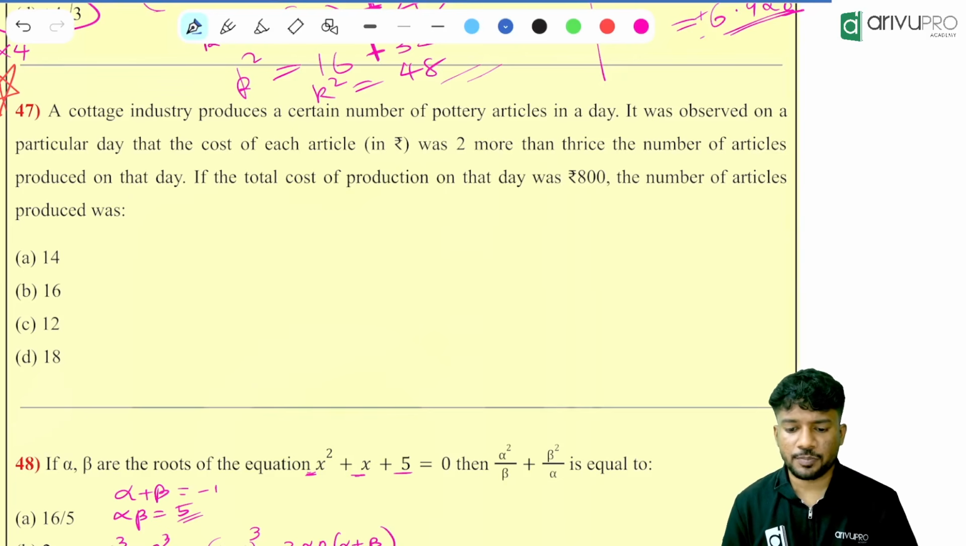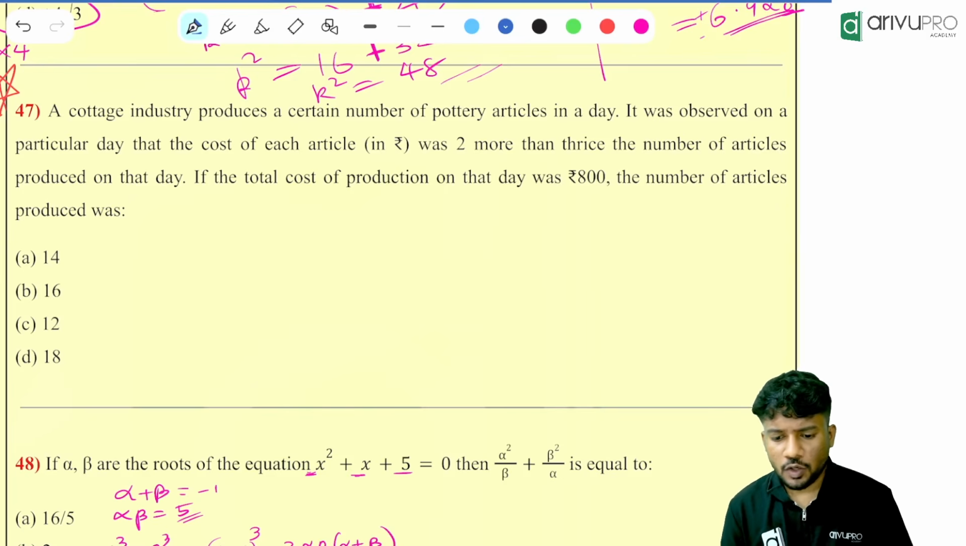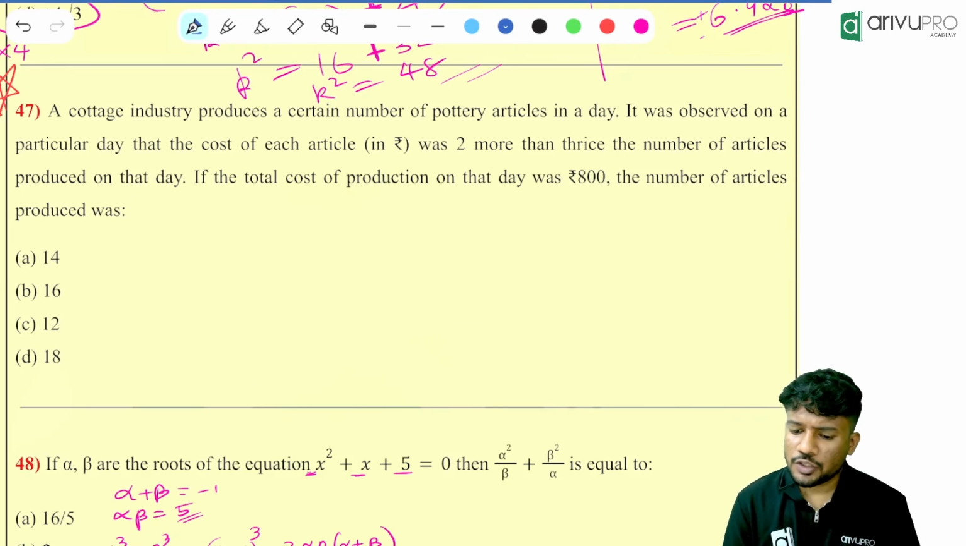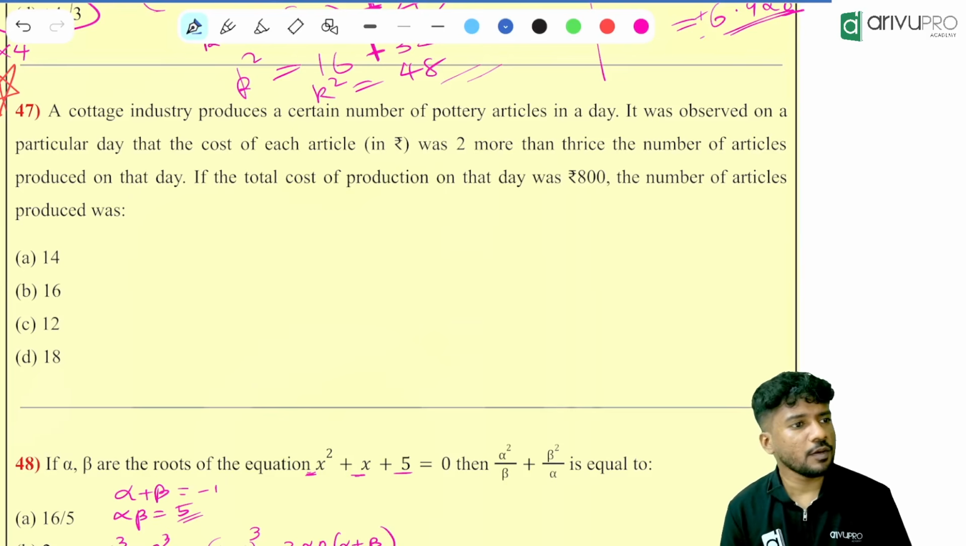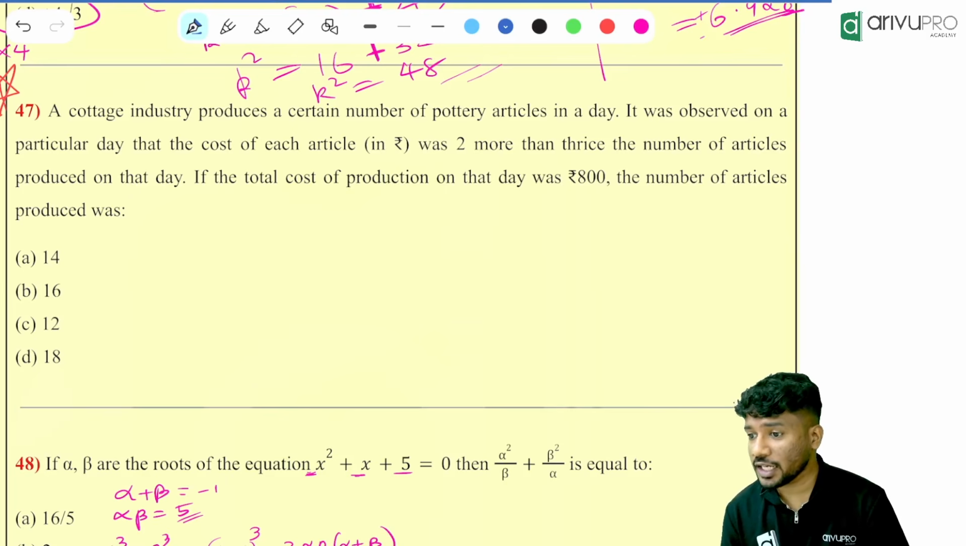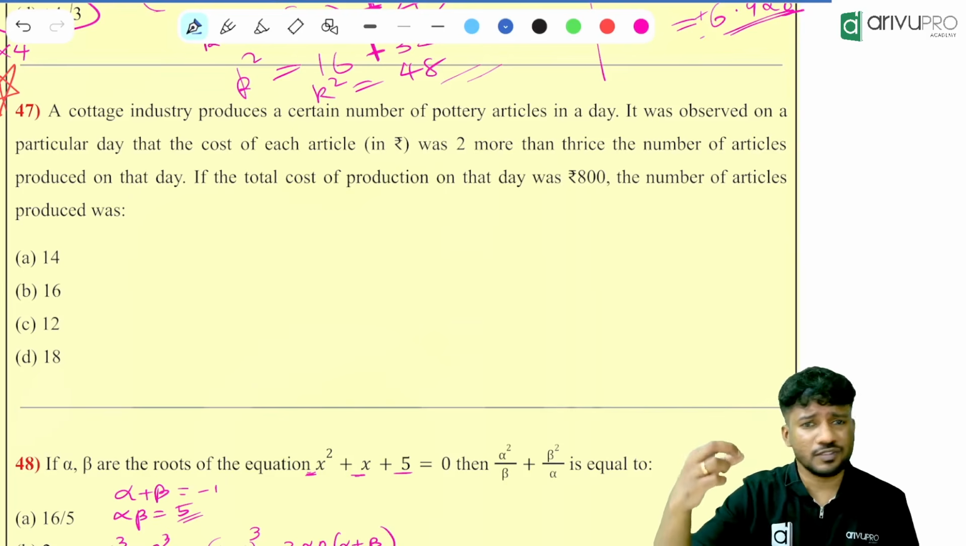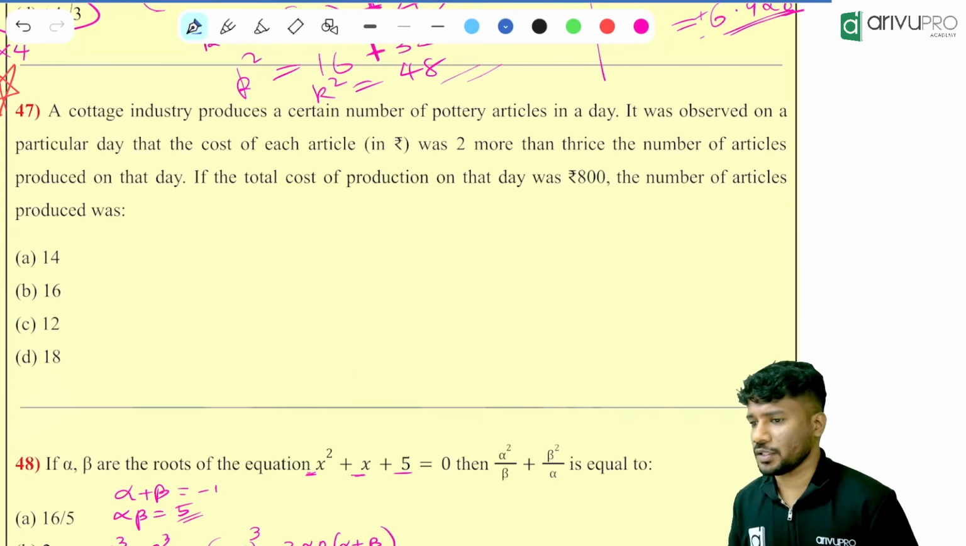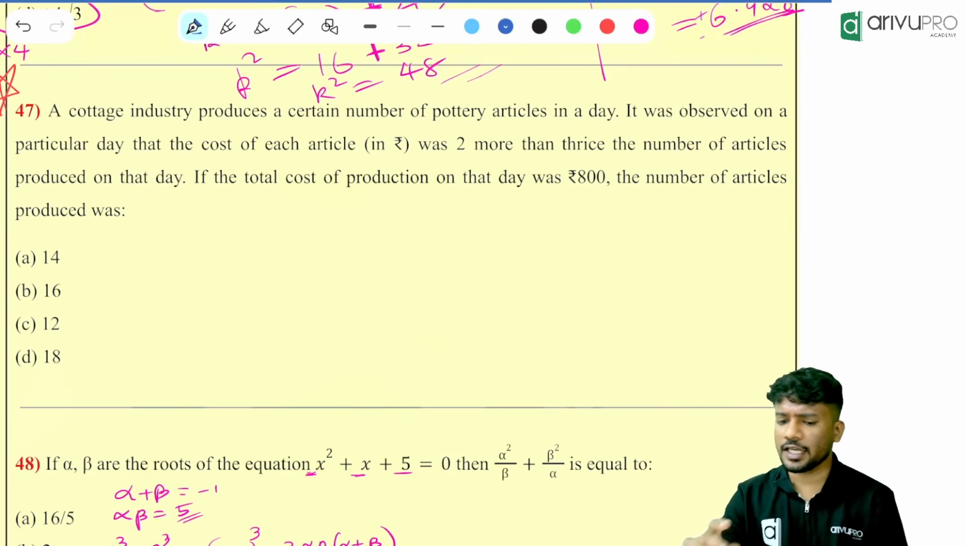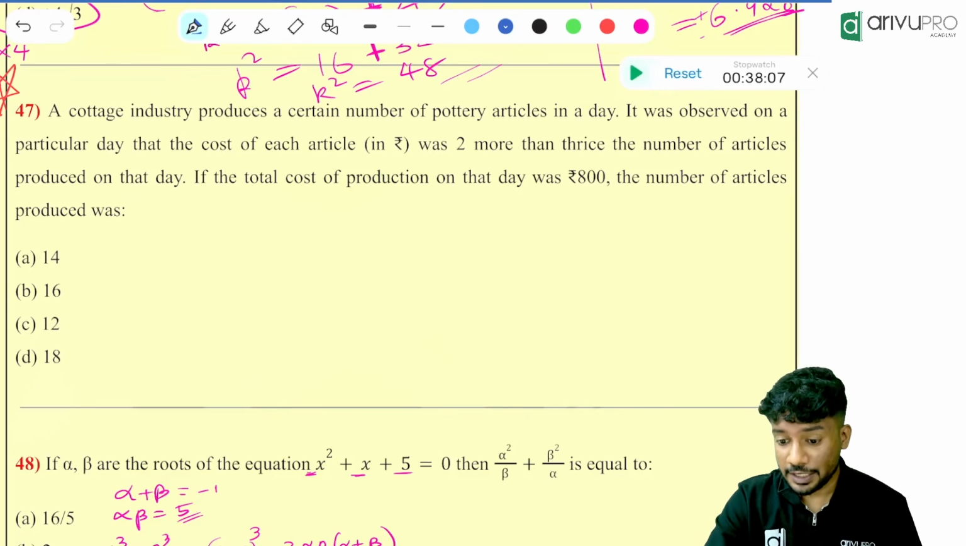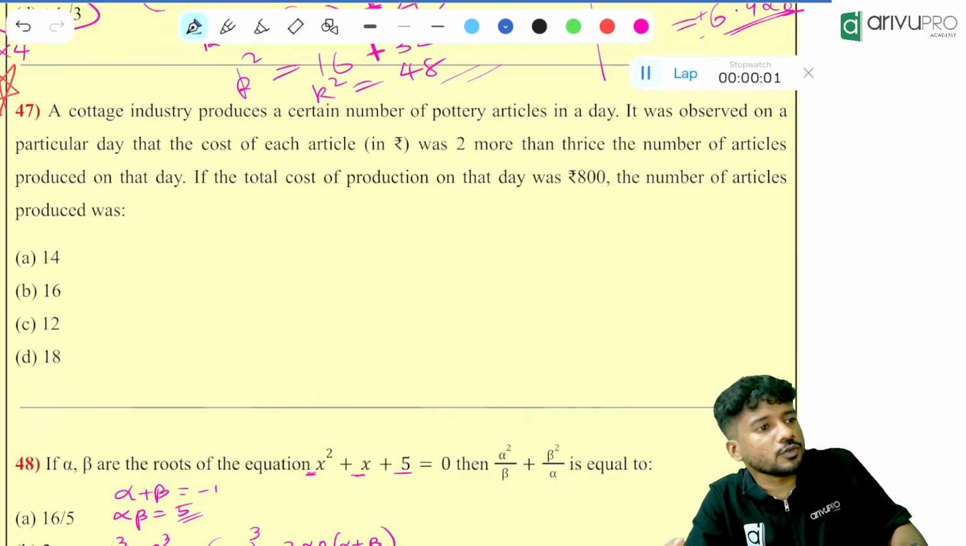A cottage industry produces a certain number of pottery articles in a day. It was observed that on a particular day, the cost of each article was 2 more than thrice the number of articles on that day. The cost of production on that day was 800. Then the number of articles produced is how much? Can you try? Read the question, try to understand whatever you have understood, and write it over there. Okay, start off. The time starts now. Read and try to decode something, at least one equation, try to put it up.